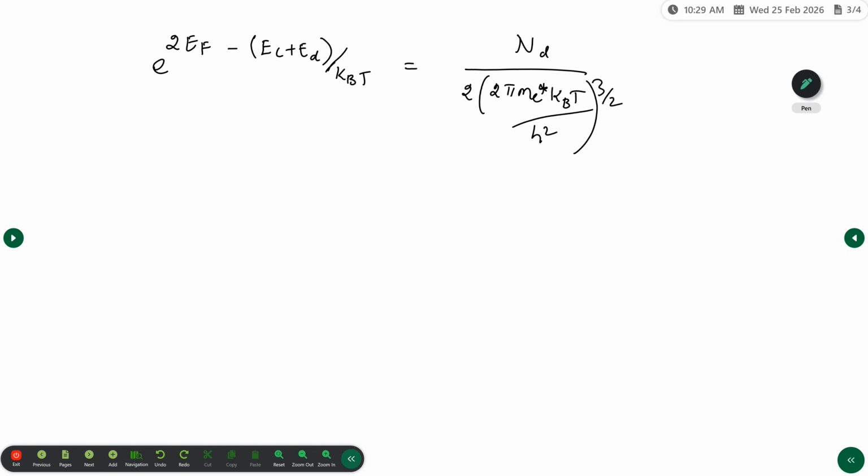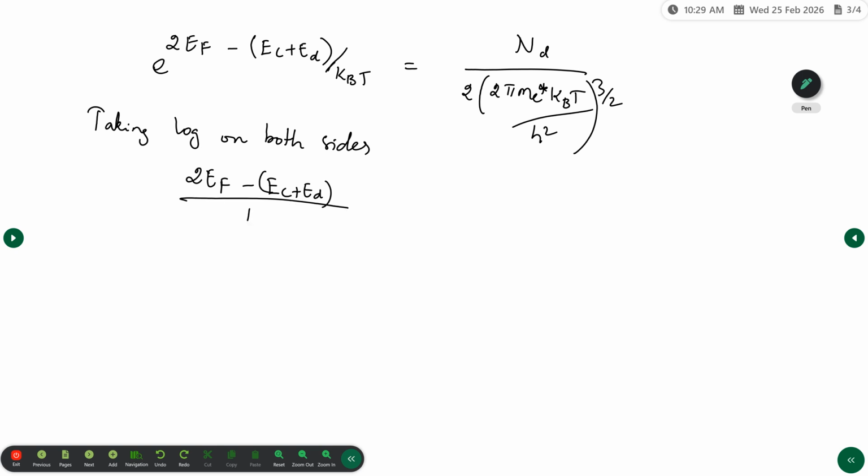So take log on both sides. The exponential cancels the log. So taking log on both sides, you will get (2 EF minus (EC plus ED)) divided by kBT is equal to log of ND divided by 2 into 2 pi, the same term, you have to write.